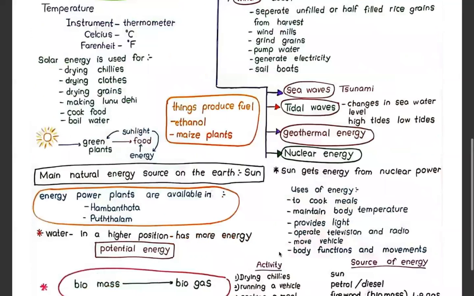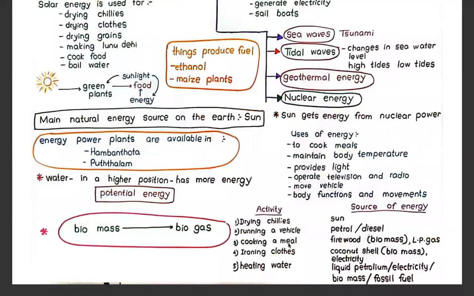Then cooking a meal. When cooking a meal, we need firewood. Firewood is a biomass. And LP gas. Ironing clothes. To iron clothes, we need coconut shells. Biomass. Electricity. We need electricity. Heating water. We need liquid petroleum, electricity. Biomass and fossil fuel both. Right?